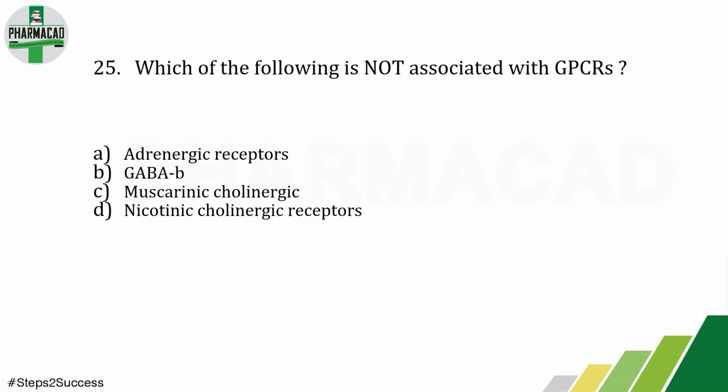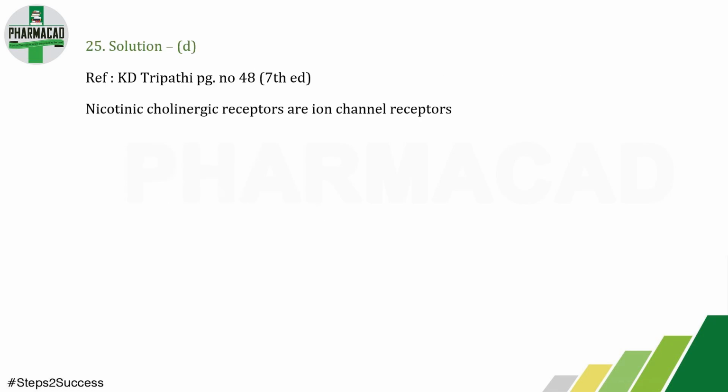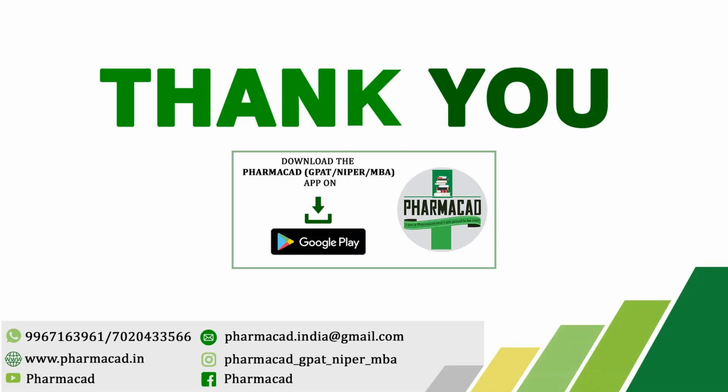Next question, which of the following is not associated with GPCRs? The options include adrenergic receptors, GABA B, muscarinic cholinergics, or nicotinic cholinergic receptors. So, the solution for this question is nicotinic cholinergic receptors. So, the nicotinic cholinergic receptors are the ion channel receptors and they are not associated with the GPCRs. Thank you so much.